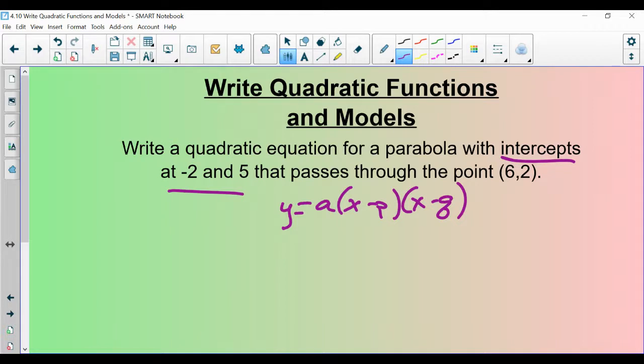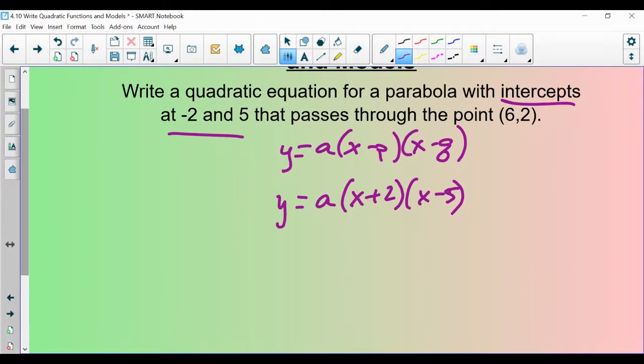Negative 2 would go in for p, and 5 would go in for q. Y is equal to a times x plus 2, because we're substituting negative 2 in. X minus a negative 2 would be x plus 2, times x minus 5. Once we know a, we just write it here, and this would be our final answer. But we don't know a yet, so we're going to substitute 6 in for x, and 2 in for y.